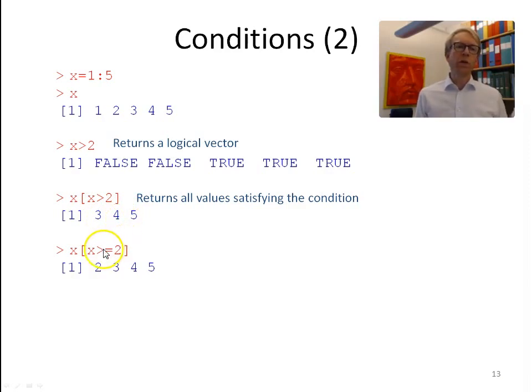If instead you give another condition, for example, x greater than or equal to 2, then you would get 2, 3, 4, 5 in return. So in this way you get all elements that meet the condition.